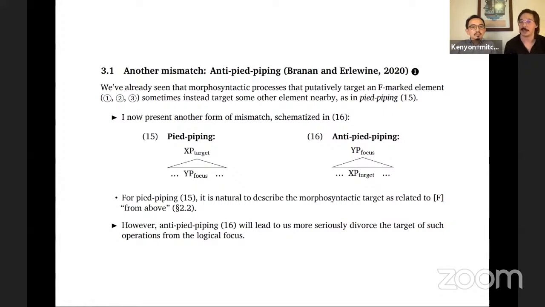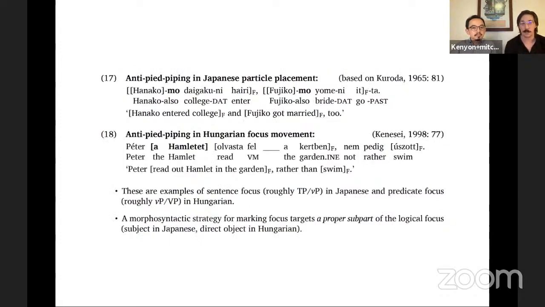You have something that is logically interpreted as the focus, but you attach a particle to or move something properly contained within it. For pied piping, there are ways of talking about this using things like feature percolation, but it's much harder to do this with anti-pied piping, and the argument's pretty short, so I'll go through that in a bit. So here's what this looks like. In 17, we have an example of this in Japanese. In 18, we have an example of this from Hungarian.